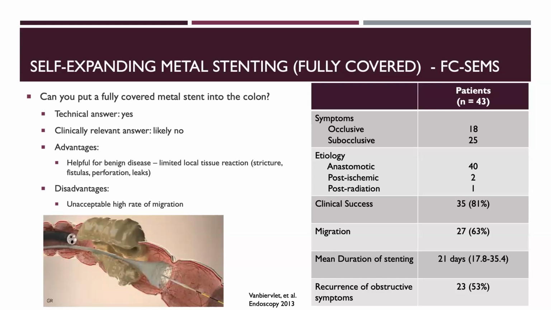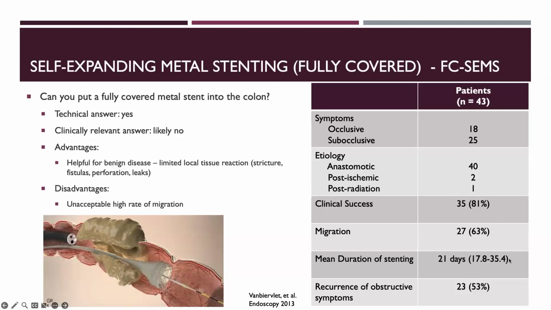And if you wanted to resect something without a significant resection field, you can put a stent in, remove it, and then ideally just resect a little bit. But the huge disadvantage here is the unacceptably high rate of migration. If we look to the right, this was a small study: 43 patients had occlusive or subocclusive symptoms related to colonic stricture. A lot of them had anastomotic strictures. Again, clinical success was really high, but look at that migration rate of 63%, right?